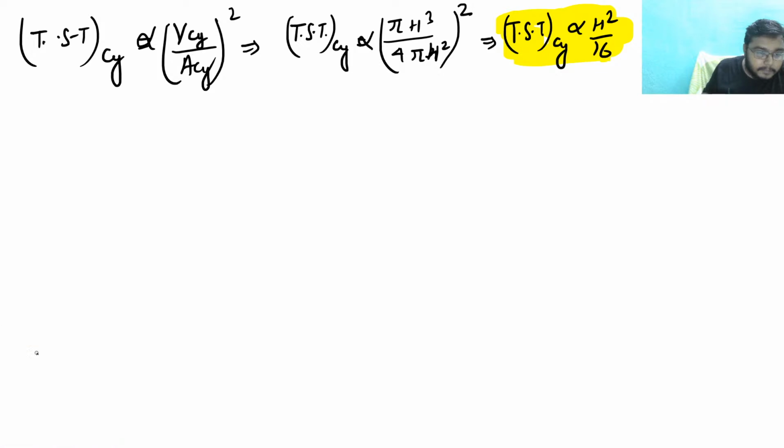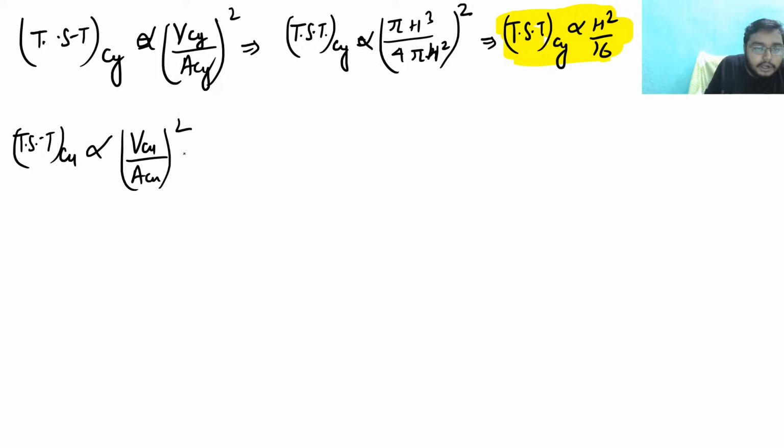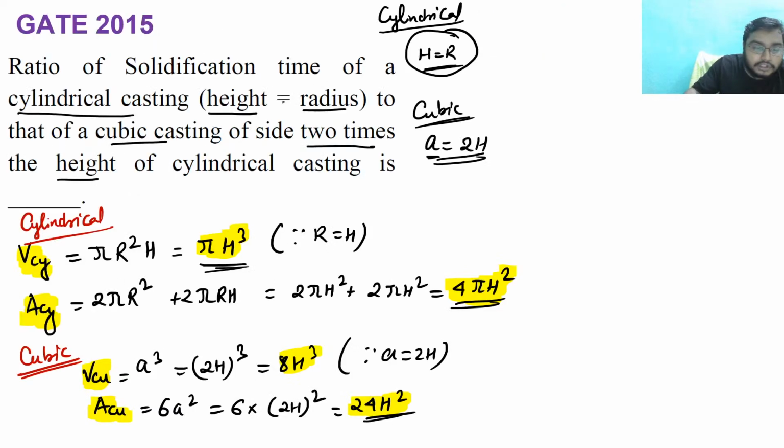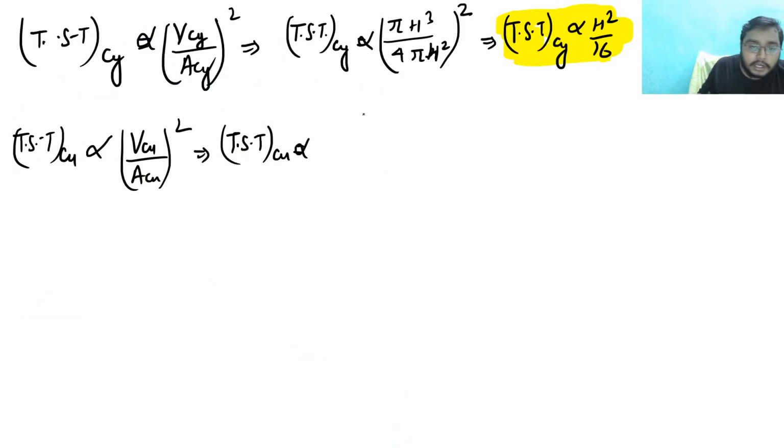Now see here, the total solidification time for a cube. This would be proportional to the volume of the cube by the area of the cube, whole square. What is the volume of the cube? 8h cube. Area is 24h square. So can I say 8h cube by 24h square, whole square? Clear? So this is given to you.